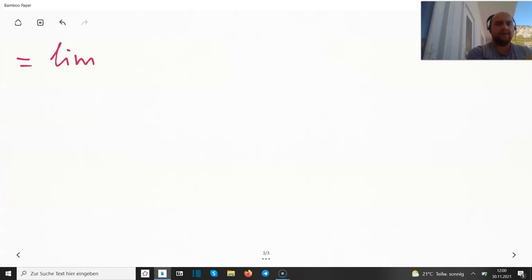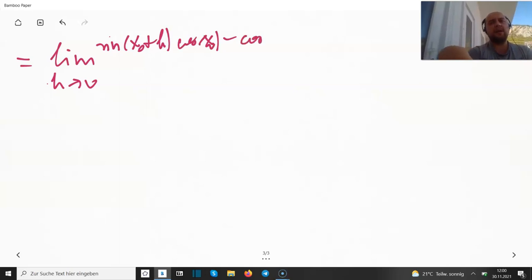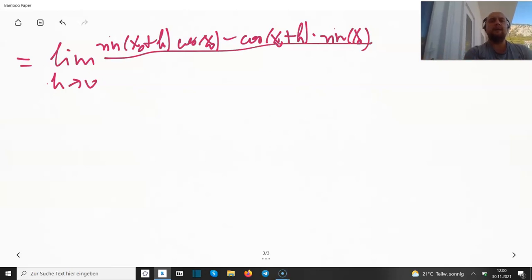So we're still having limit h towards 0. Now I have more space. So it's sine of x0 plus h times cosine of x0 minus cosine of x0 plus h times the sine of x0. And I'm dividing it here by the cosine of x0 plus h times the cosine of x0, right?